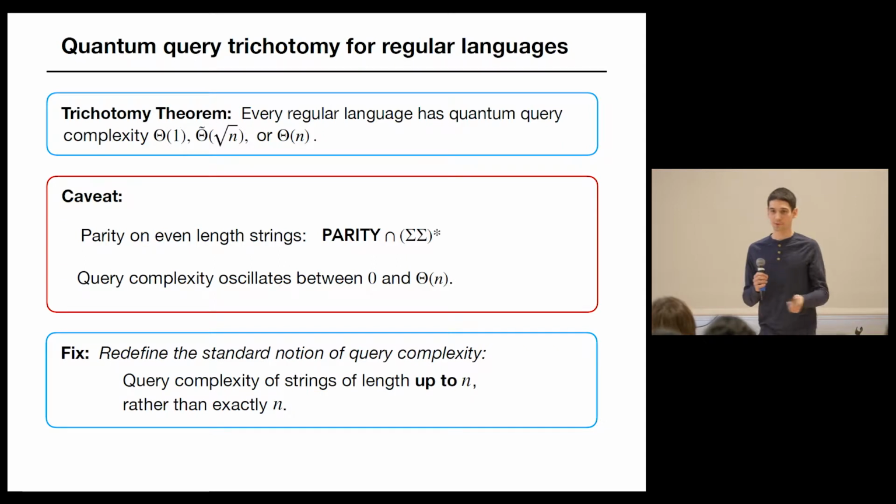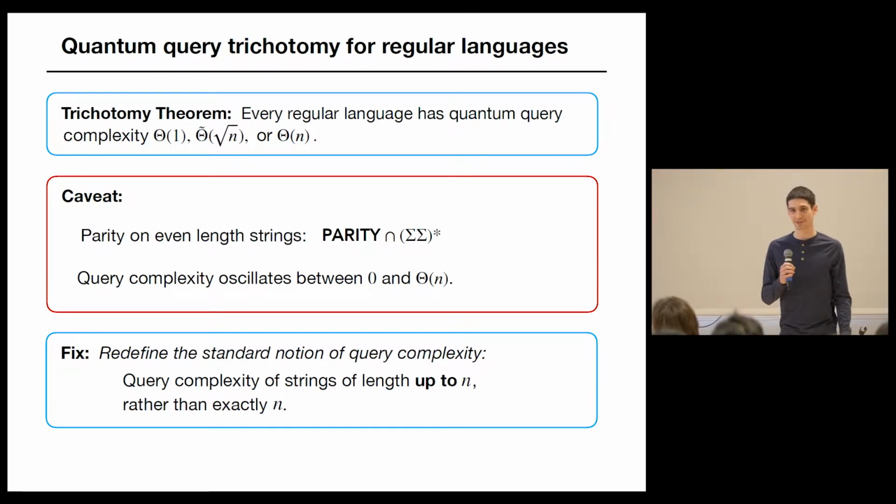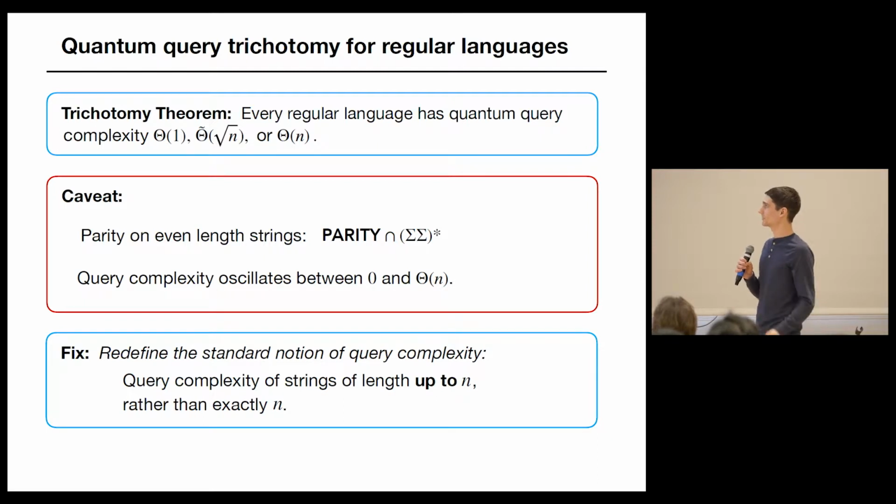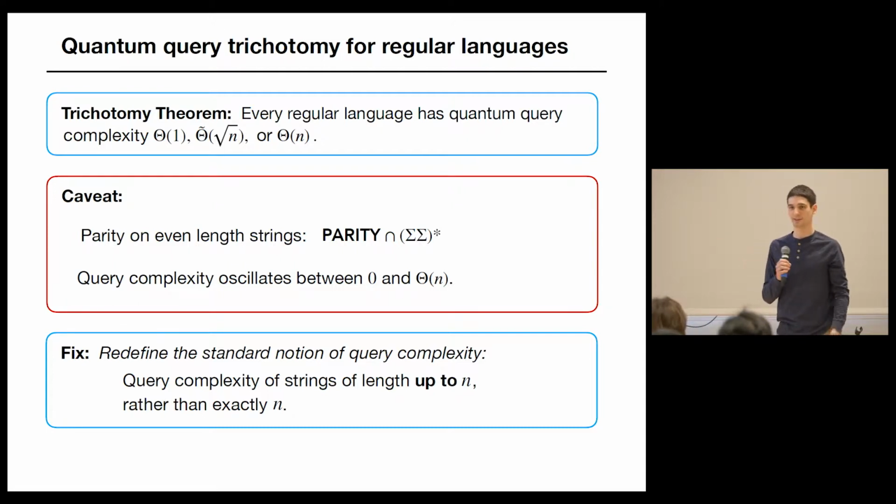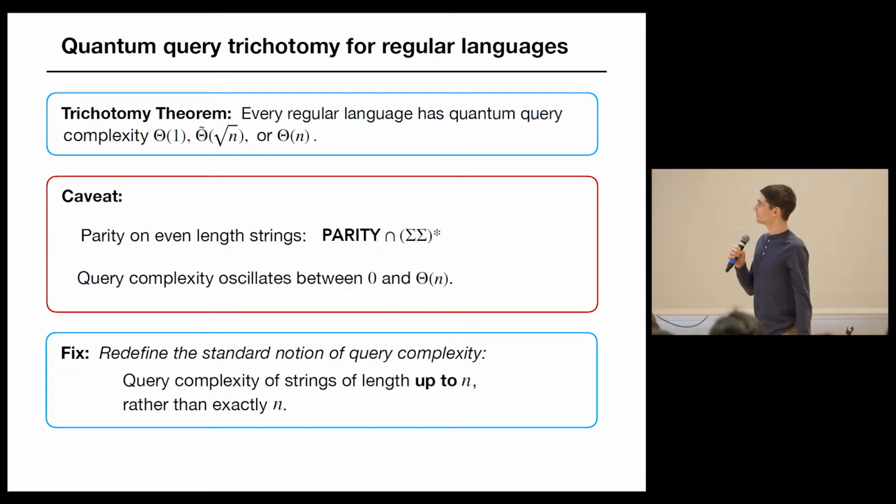There are several ways. One way is just to redefine what the standard notion of query complexity is, right? Instead of saying the query complexity is the complexity of strings of length exactly n, you say the query complexity is of strings up to length n. And this will smooth everything out. And then if you have it redefined in this way, you recover the trichotomy theorem exactly. If you're not happy with this redefinition, then you can just take the caveat as part of the theorem, that you might have this oscillation.